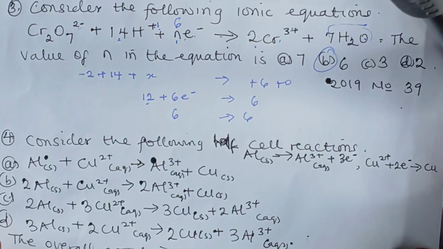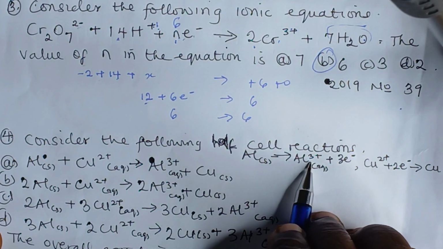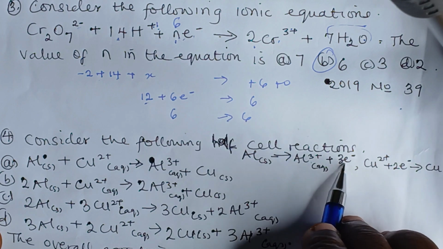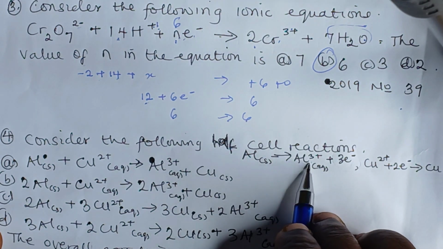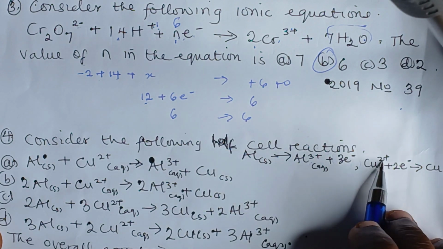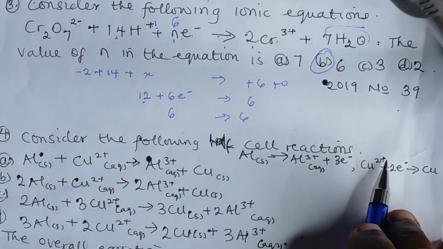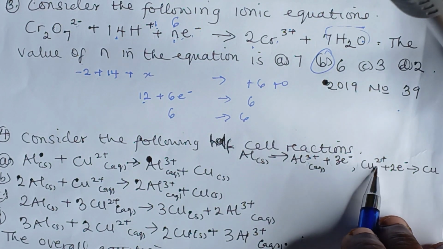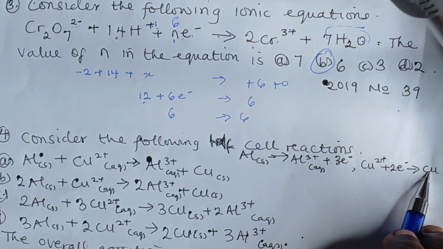What's the half reaction? Aluminium loses its electrons to give Al3+, and these are the electrons given out. After losing electrons, it becomes an ion, Al3+. Copper gains back the 2 electrons it has lost. After losing them, it had become an ion; by gaining them back, it becomes neutral.